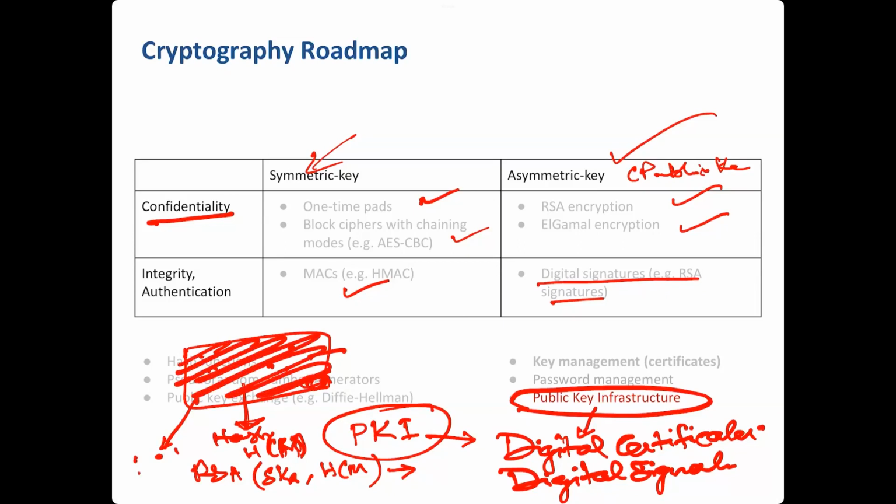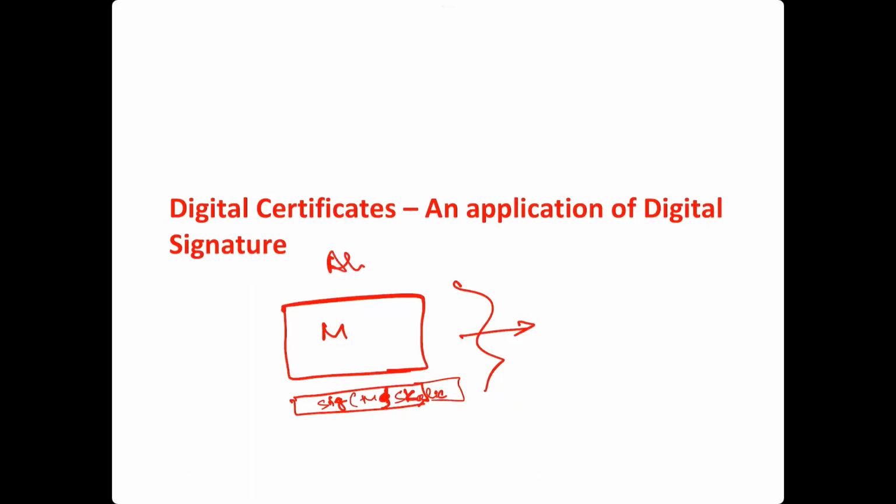Now in order for this to work, you have the original message M, and then the signature that you have created, the signature of M using Alice's private key, SK Alice. And from Alice you send these two things to Bob.